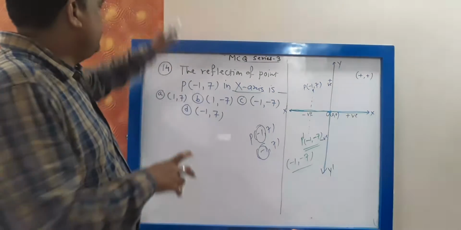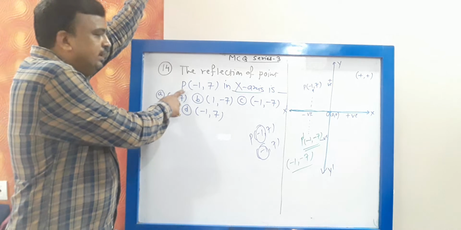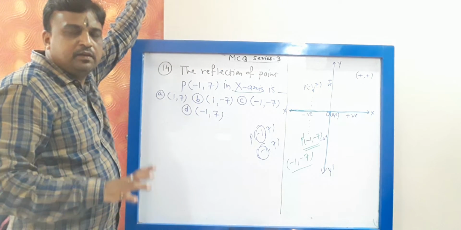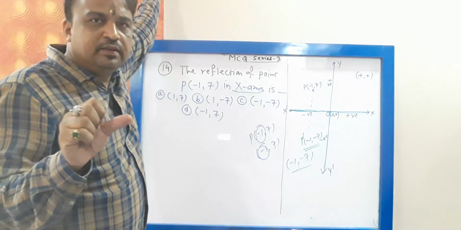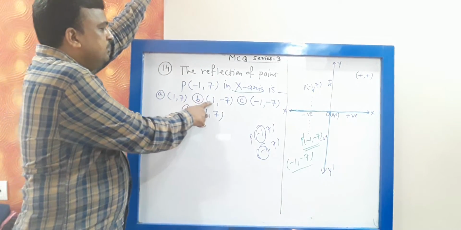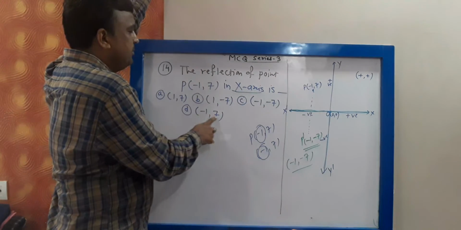Let us start this question 14. The reflection of point P (minus 1, 7) in the x-axis. This is from the reflection chapter. Options are A: 1 comma 7, B: 1 comma minus 7, C: minus 1 comma minus 7, and D: minus 1 comma 7.